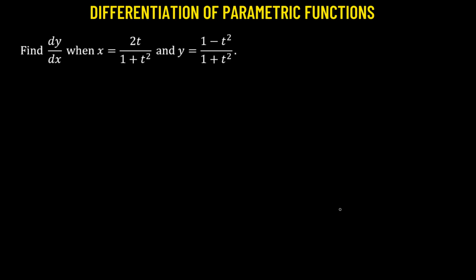We need to obtain the derivative of y with respect to x whenever x and y are given in parametric form. That means x and y depend on the parameter t. So let's begin. Here we have our function x given as 2t divided by 1 plus t squared, and y given by 1 minus t squared divided by 1 plus t squared.